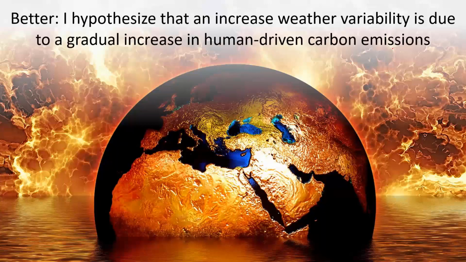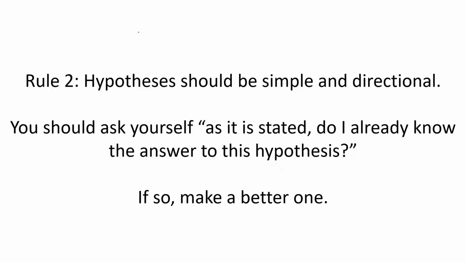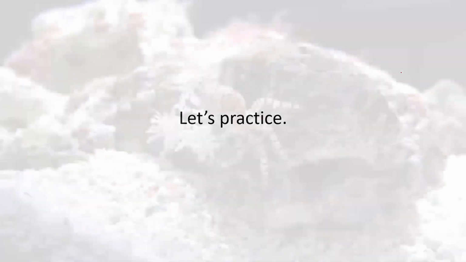All right, I hypothesize that an increase in weather variability is due to a gradual increase in human-driven carbon emissions. Notice, an increase in weather variability is due to an increase in human-driven carbon emissions. I have given it direction. So let's practice. I'm going to show you a video. This is one that I just want you to sit back and observe, all right?